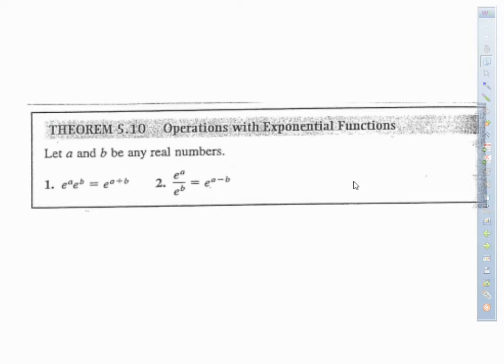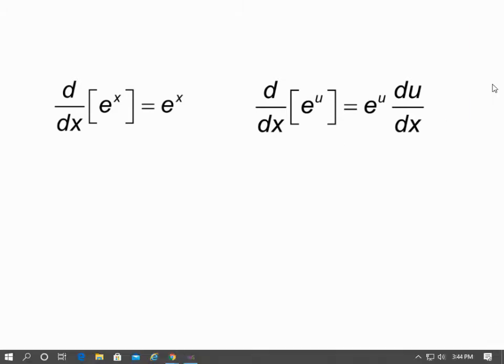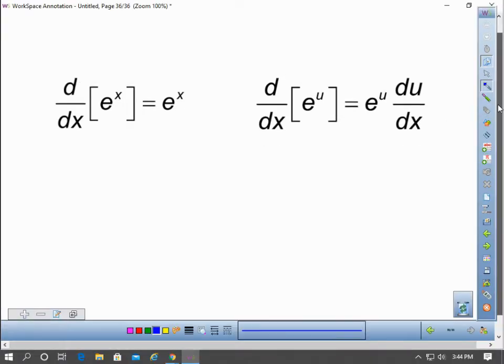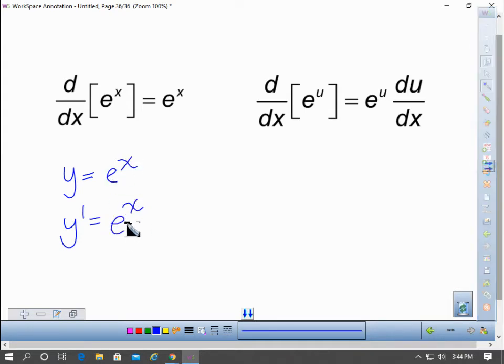E follows the same rules as the laws of logarithms. When you multiply powers, you add, and when you divide your powers, you subtract your exponents. So exponential functions follow the same rules as any other exponents and powers. We've already studied how to take the derivative. Remember, e to the x is its own derivative. So if you had y equals e to the x, then y prime is e to the x.